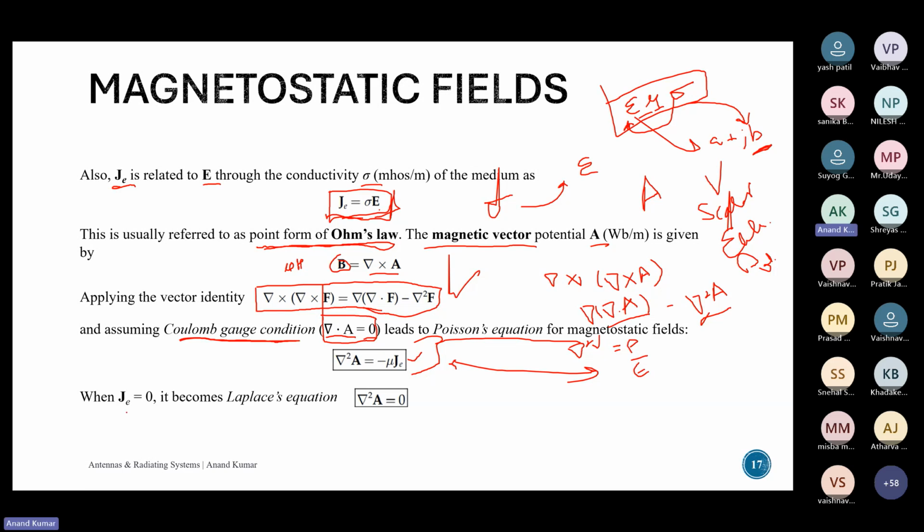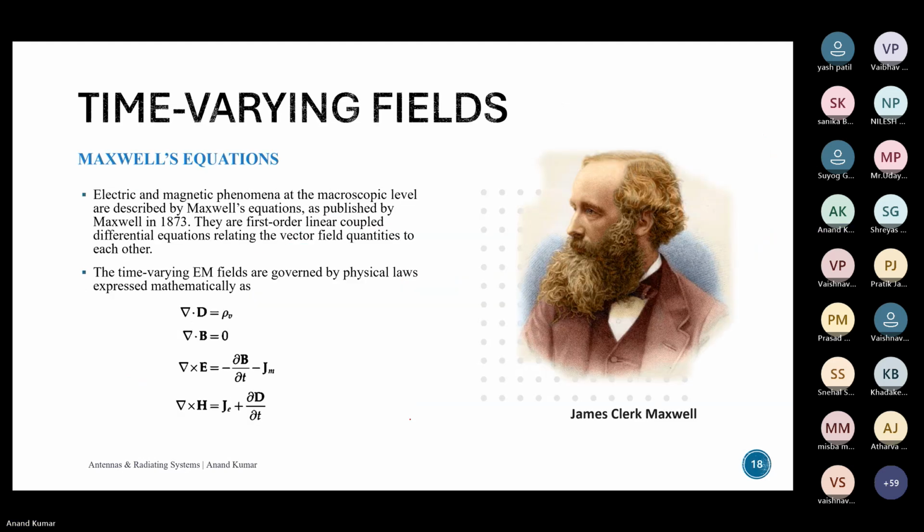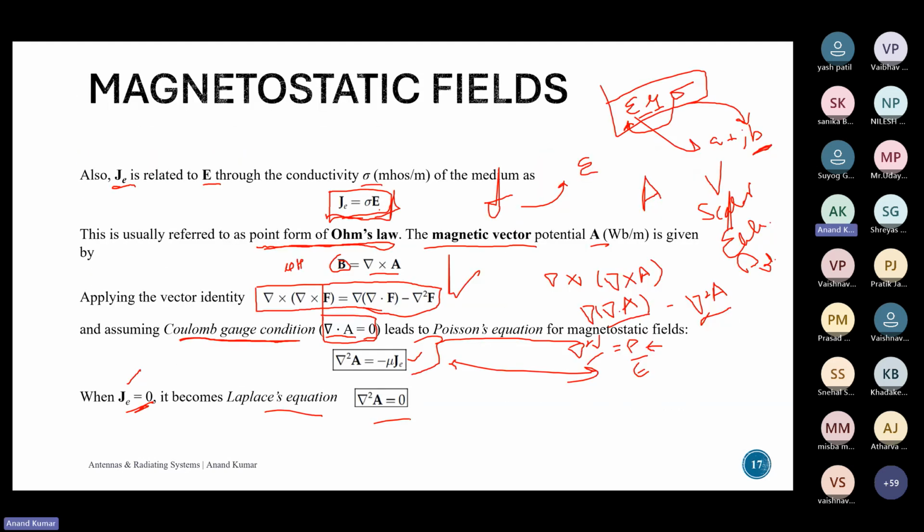And when your source, that is the current density, becomes zero, it becomes the Laplace's equation. Similar to the previous case where if you don't have a source, rho became zero, and we had del square V is equal to zero. Similarly, if you have the current density equal to zero, this becomes the Laplace equation for magnetostatic fields. So this is all for the magnetostatic fields.